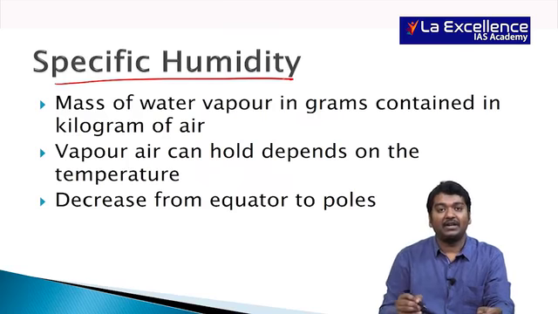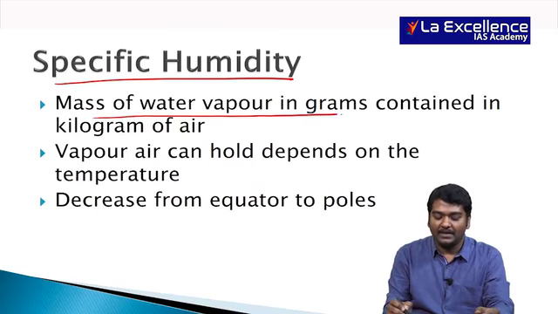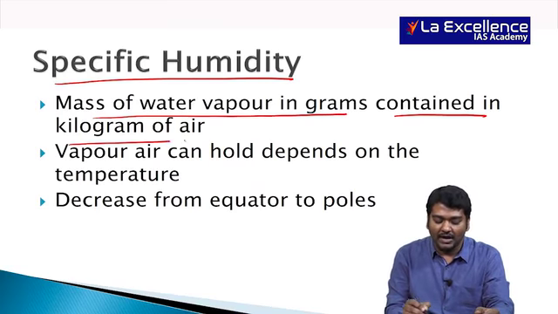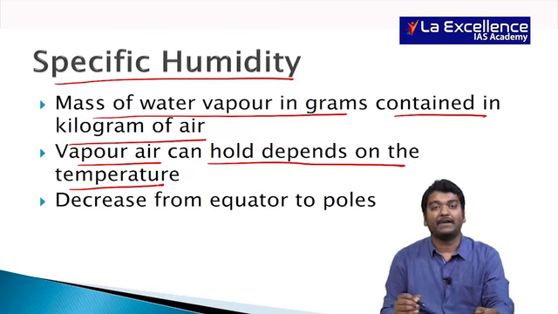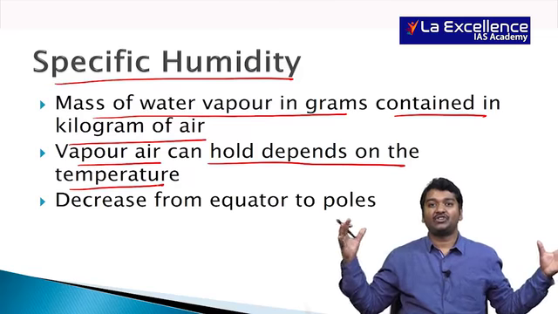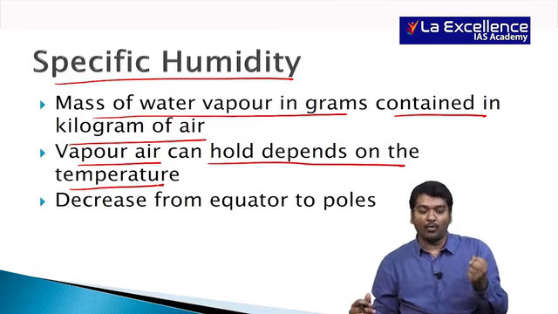Specific humidity is the mass of water vapor in grams contained in a kilogram of air. The vapor air can hold depends on the temperature. The higher the temperature, the dryness increases, and it can hold more.